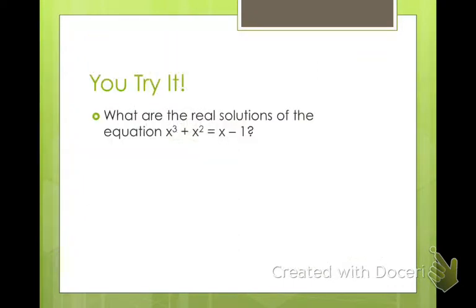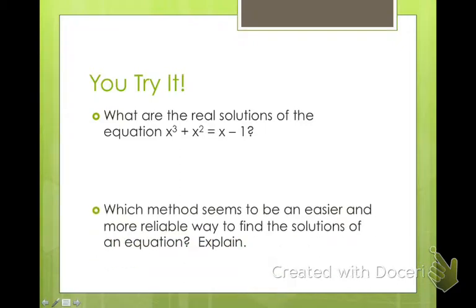Alright, so why don't you go ahead and try this one, find out from either method that you like what the real solutions are of this equation. I only found one real solution, and it's that x is negative 1.84. So we have a possible of 3 solutions, so that means 2 of them are going to be imaginary.